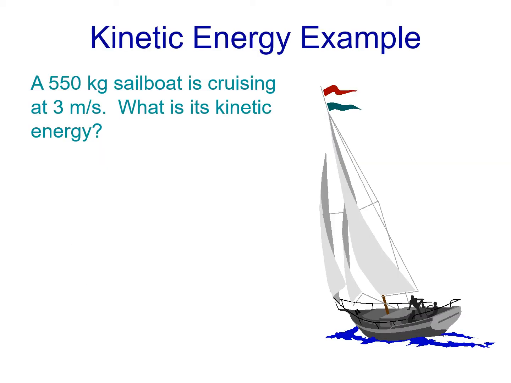So let's see what we can do with that formula. Here's an example problem. A 550 kilogram sailboat is cruising at 3 meters per second. What is its kinetic energy? The mass is 550 kilograms and the speed is 3 meters per second, and our formula is shown on the screen. So let's pause the video right here and see if you can calculate the result.